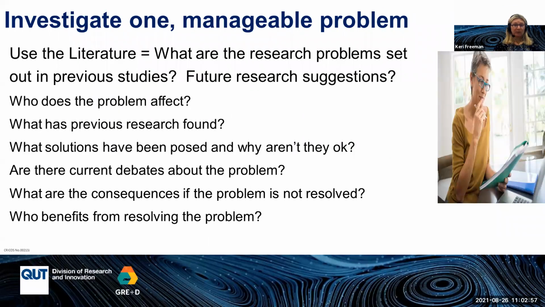So as far as your problem goes, don't make it too big, okay? You're one person doing this degree with limited time, so investigate one problem that's manageable. This is all part of your critical thinking, of course, using the literature. So be very clear: who is the problem affecting? What do we already know? Are there debates about this problem that you're going to help clear up? What happens if we don't resolve this problem? And of course, who's benefiting?